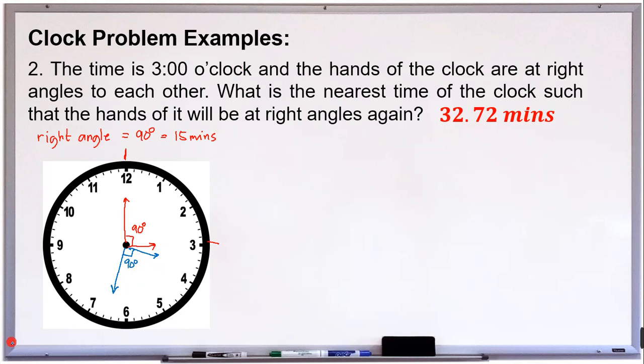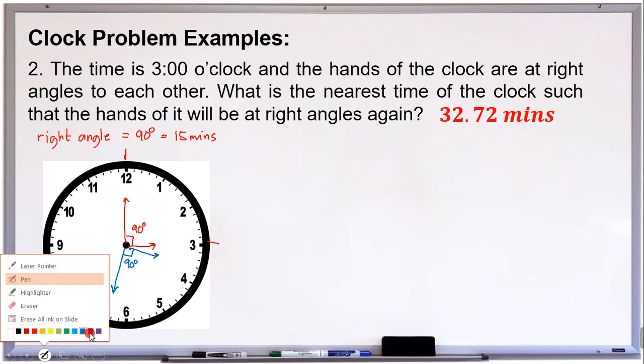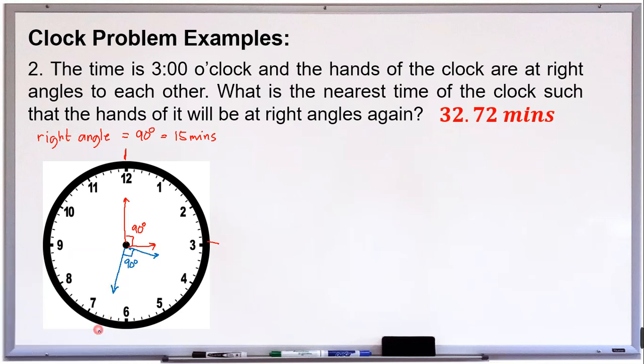Okay, so we are going to add some measurements. Let's start with the minute hand. After 3 o'clock, the minute hand covers an x distance. So we're going to draw that one. So this is our x distance.